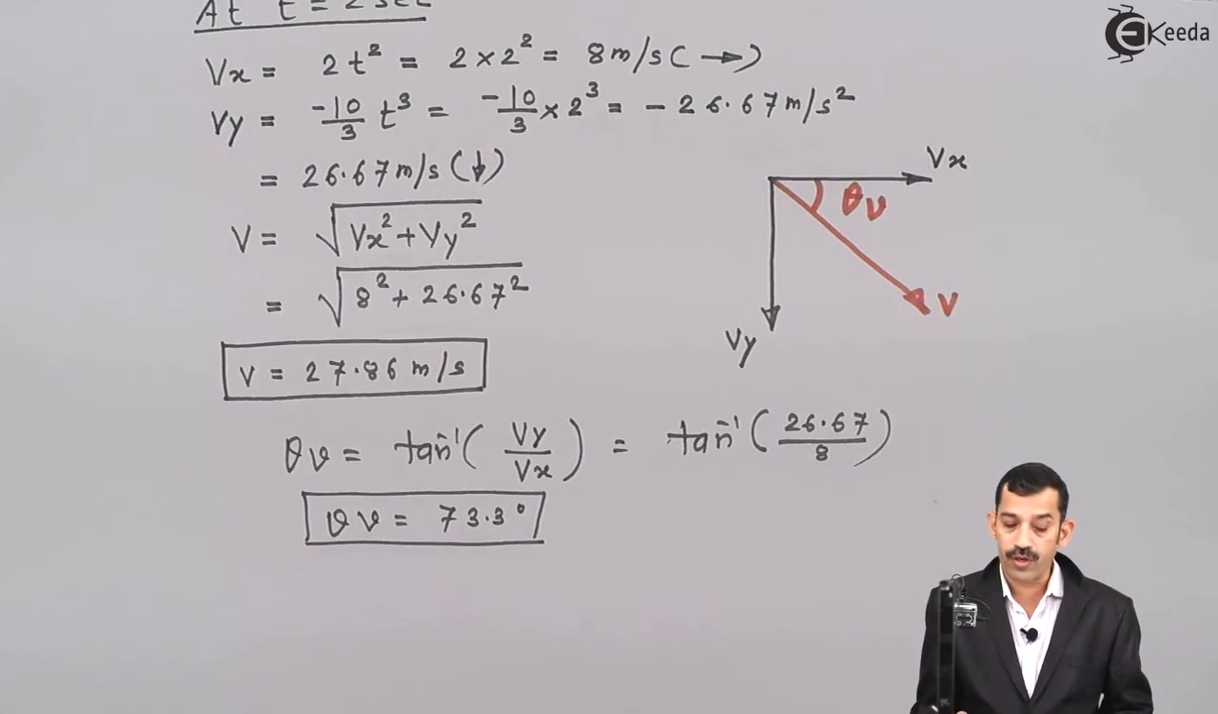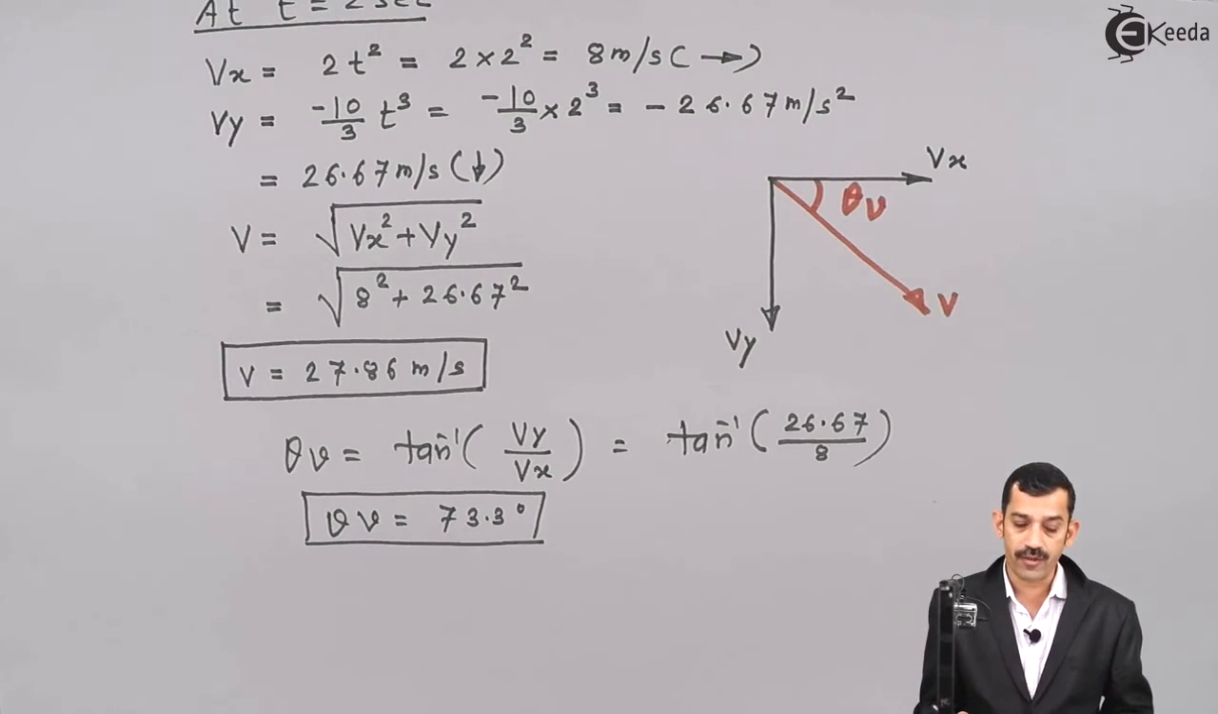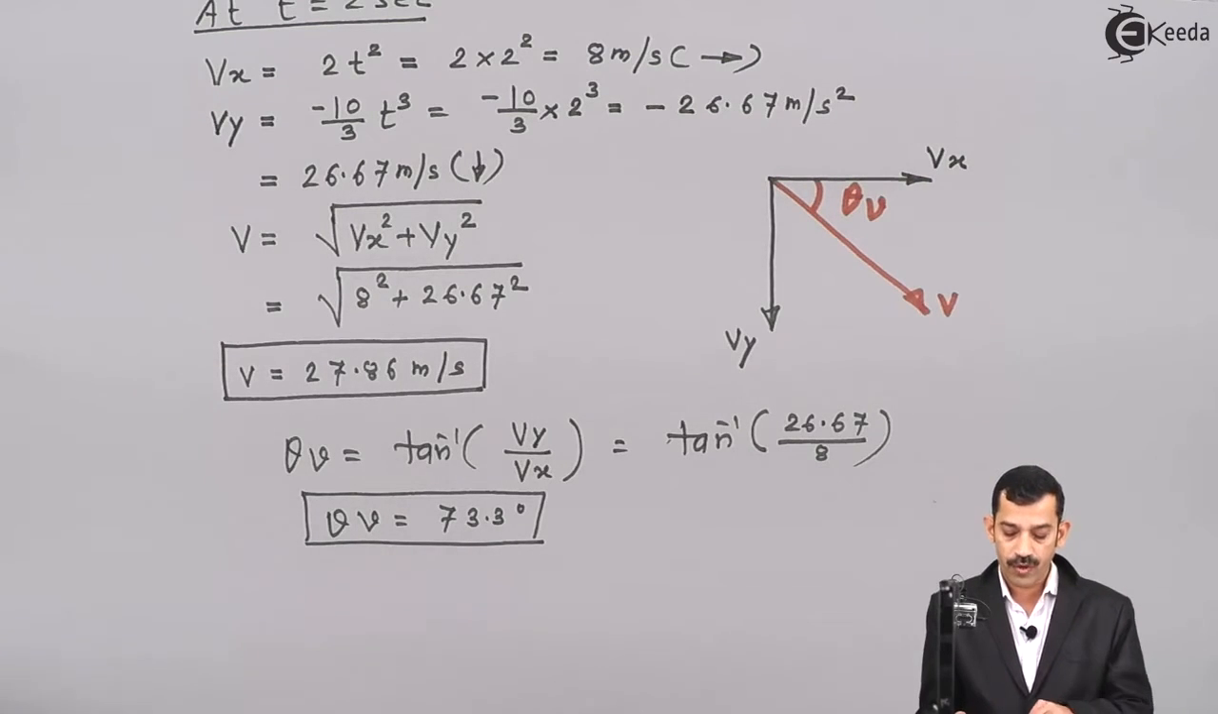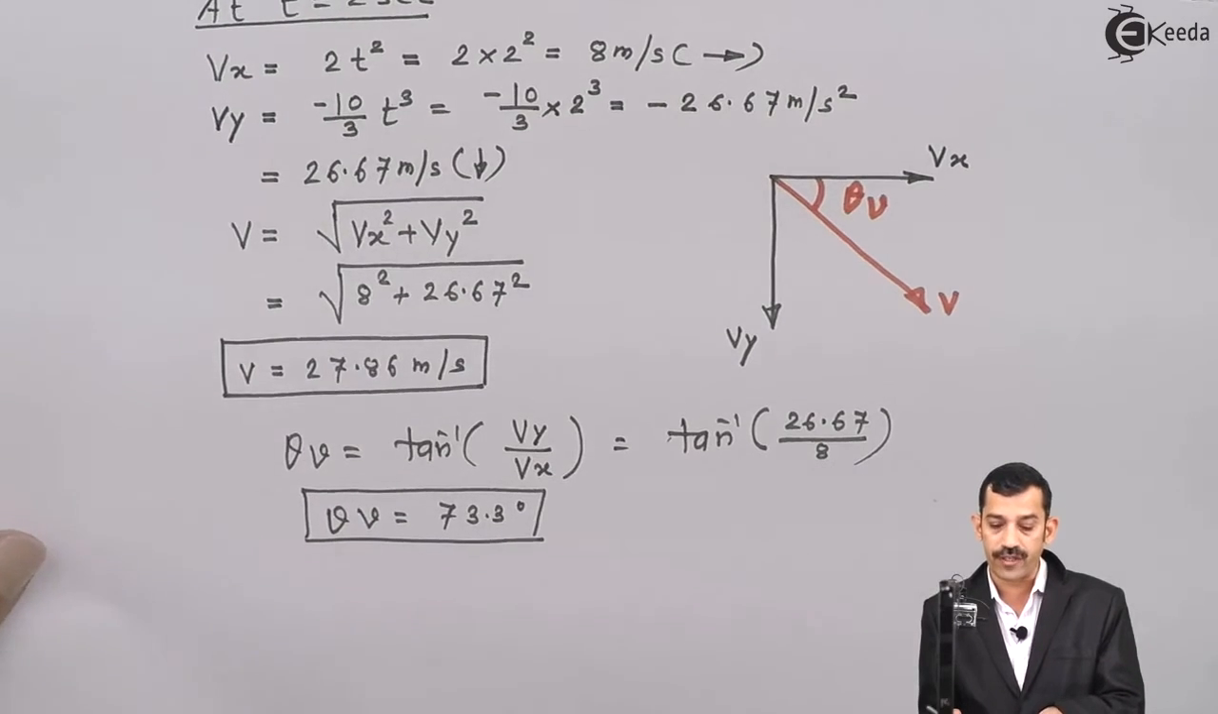Again, you have to find out the position at t equal to 2 seconds. From that we will get displacement. Actually, what the problem is asking is the displacement of the particle at t equal to 2 seconds. For that we have to find the position at t equal to 2 seconds. Let's continue on the next page.